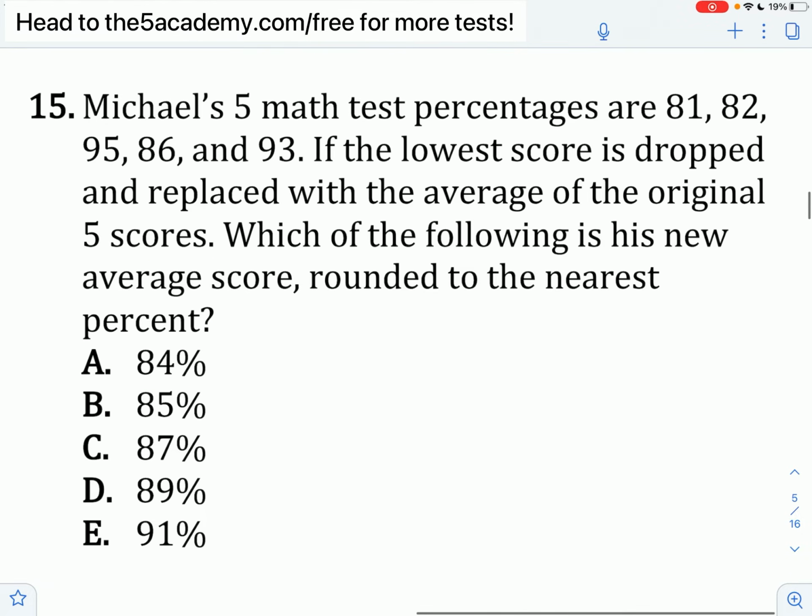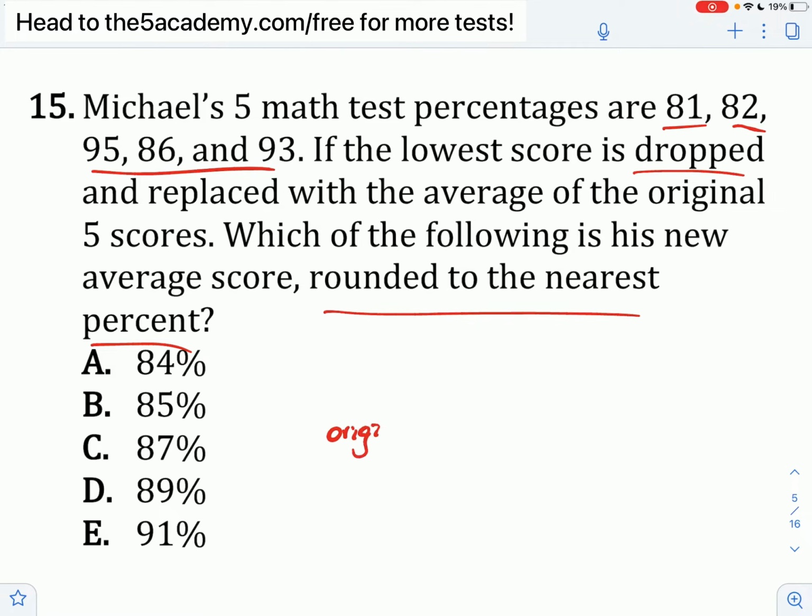Michael's 5 math test percentages are 81, 82, and so on. If the lowest score is dropped and replaced with the average of the original 5 scores, which of the following is the new average score rounded to the nearest percent? Okay, so let's find the original average. The way you do that is just by adding all the numbers together and dividing by the number of numbers. So on my calculator, 81 plus 82 plus 95 plus 86 plus 93, divided by 5, you end up getting 87.4 as the average.